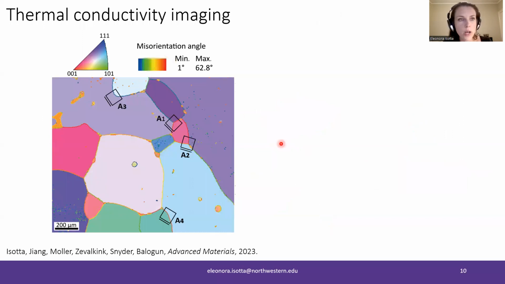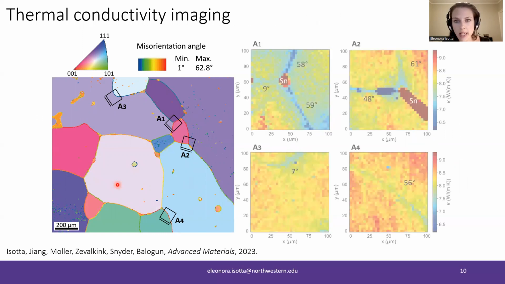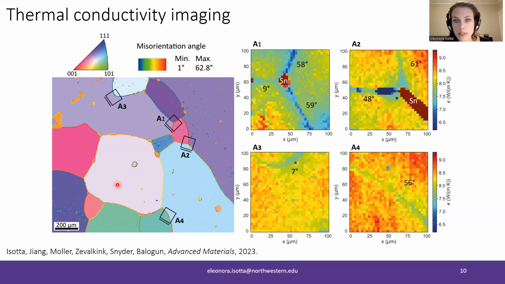Okay, so this is the EBSD that we have conducted on our tin telluride sample. As you can see, the grains are in the order of hundreds of nanometers. And this is the thermal conductivity imaging that we have performed in the areas marked by the squares on the left image. So as you can see, we do see some suppressions of thermal conductivity that correspond to the locations where we would expect grain boundaries to be according to the EBSD image.